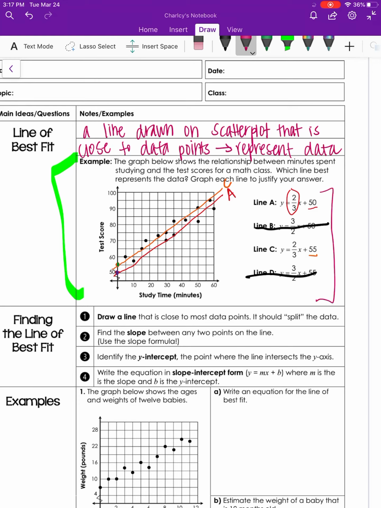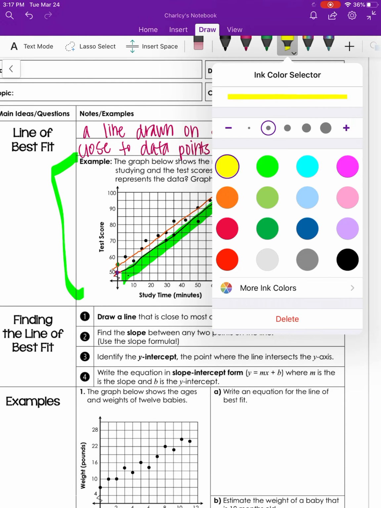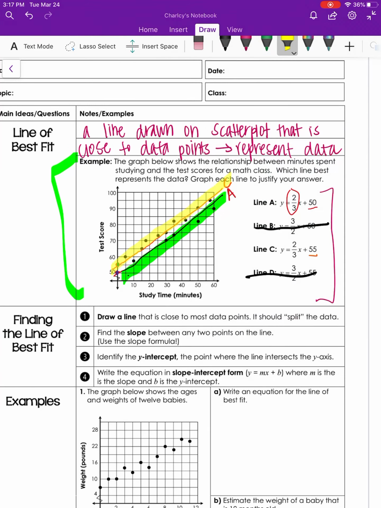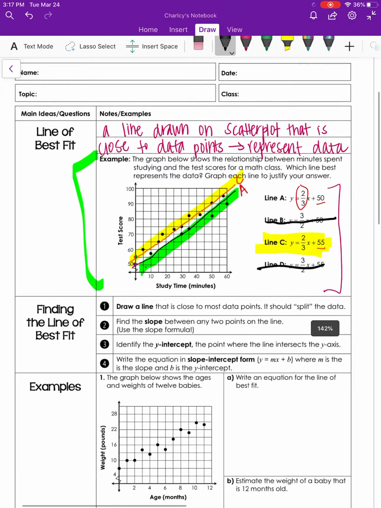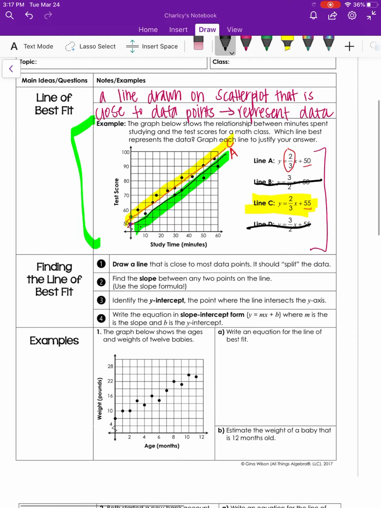Now, when I first drew A, I thought, wow, maybe it could represent our data pretty well. But if you notice, it's down here at the bottom of your points. It's really only representing the bottom of your points, while C goes through the middle of your points pretty well, I would say. So if it were me, I would pick answer choice C as my best option, okay? So that's just what a line of best fit is on a graph.